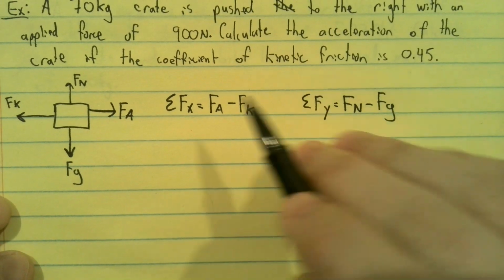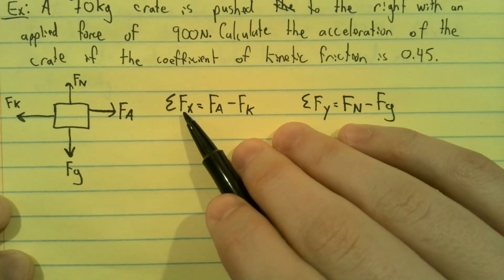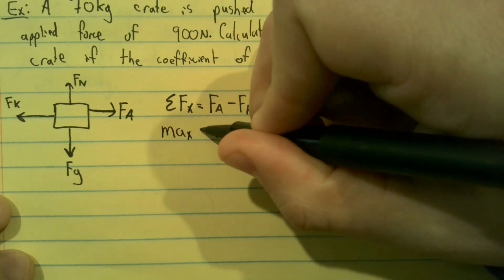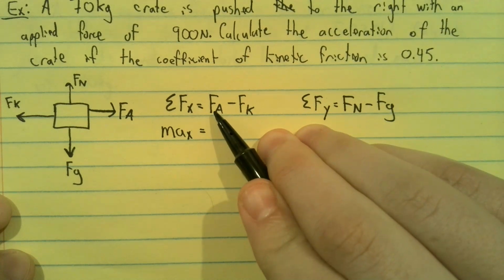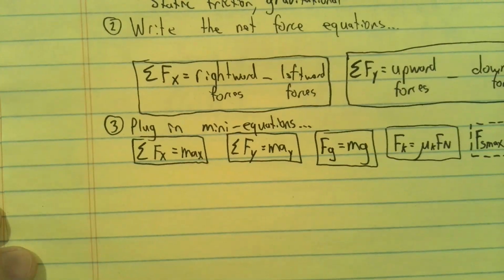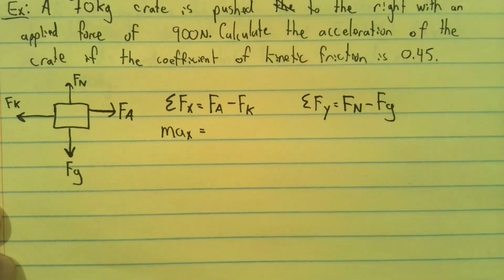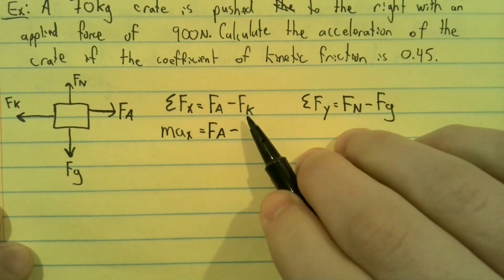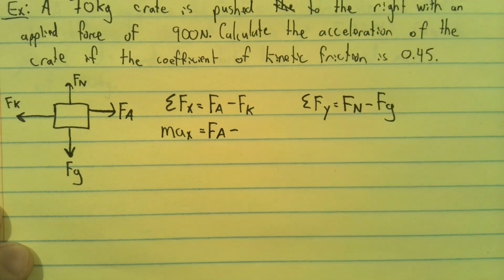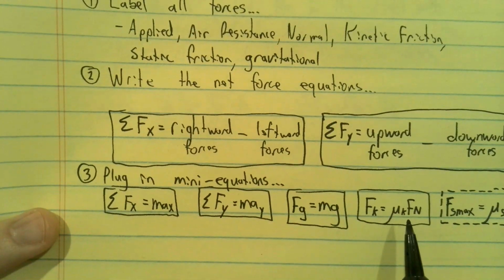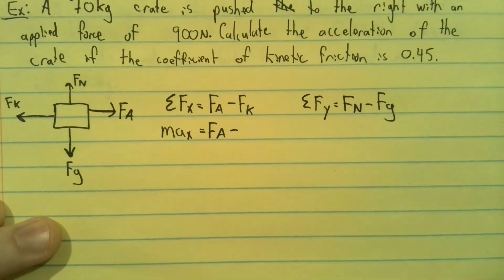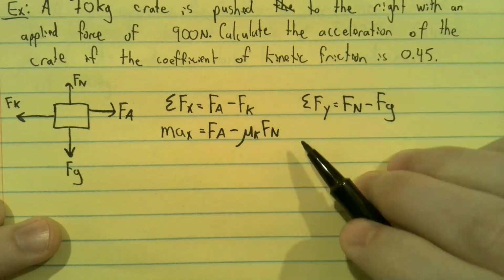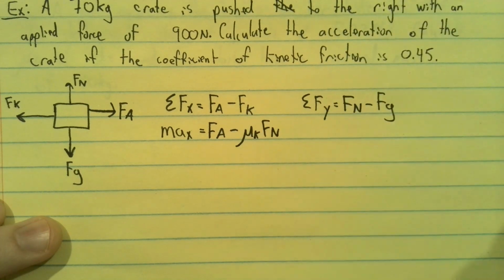So, sigma Fx. I look at my list, I see Max. Fa. I look on my list for Fa, and there is nothing there for Fa, so I leave it as it is. Fk. I look on my list for Fk. Eureka, I've found it. Mu k Fn. And we'll move on to the other equation, plugging in from there.